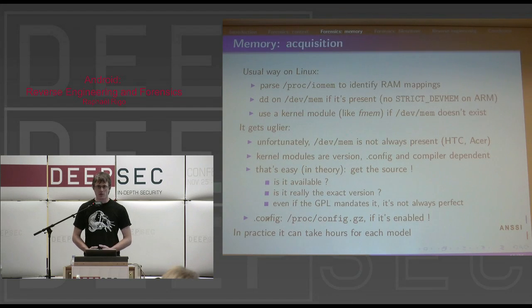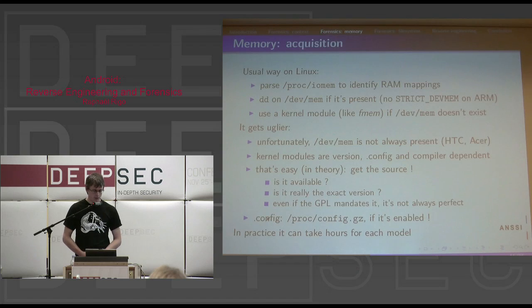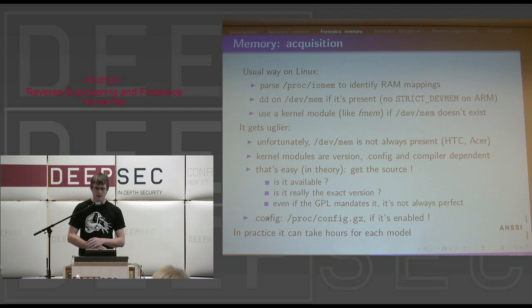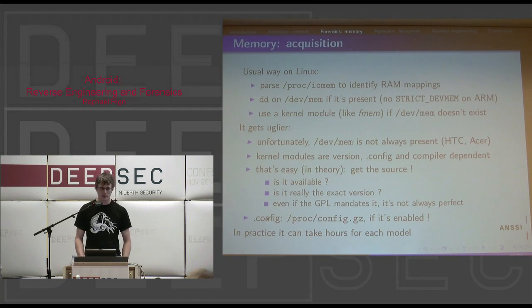And how do you get the .config file to rebuild your kernel or kernel modules? Either they activated config.gz and then you get it from the phone. Otherwise, you hope that it's included in the source code. In practice, just getting the source code, rebuilding, and finding the right configuration can take hours for every phone model. So if you go this way, you have acquired memory. Now you have to analyze it.